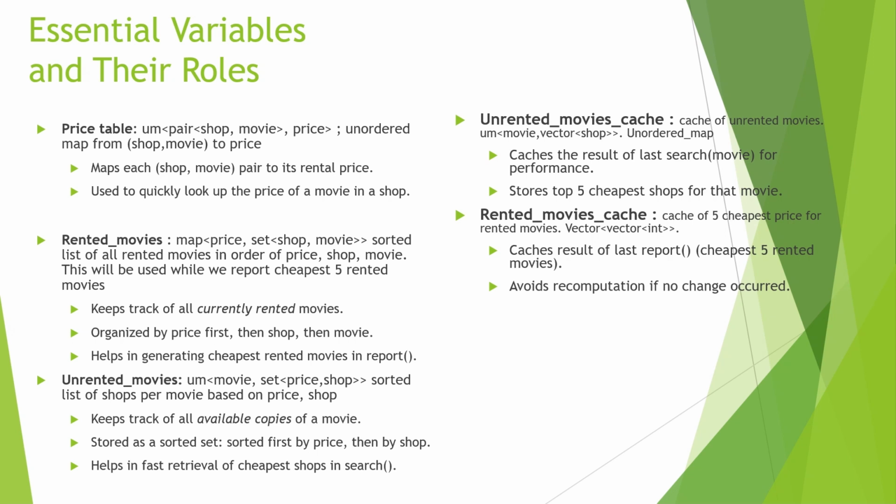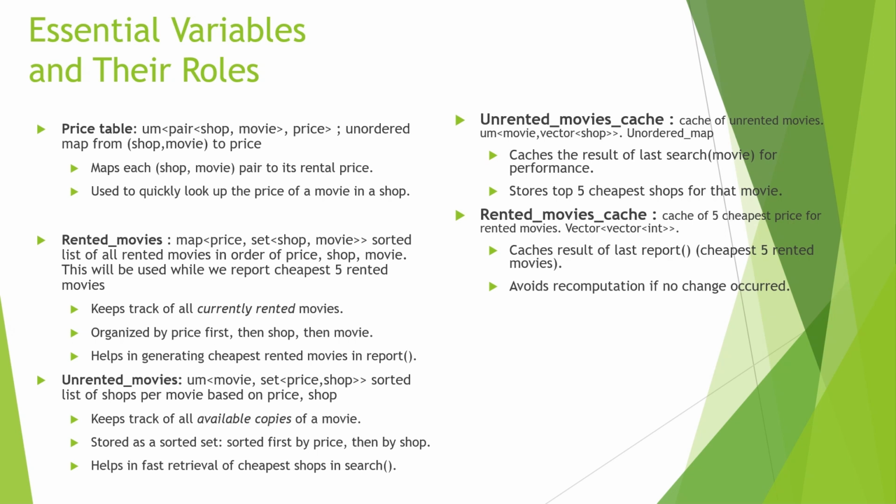The second variable would be rented movies. So rented movies list all the rented movies in order of price, shop and movie. This will be used when we generate the report of cheapest 5 movies. And the data structure that we'll be using is a map of price to a set of shop and movie.